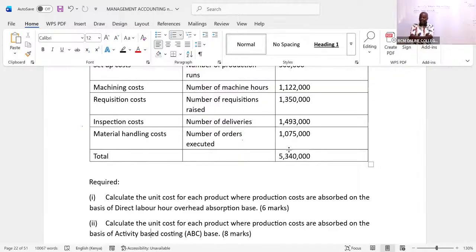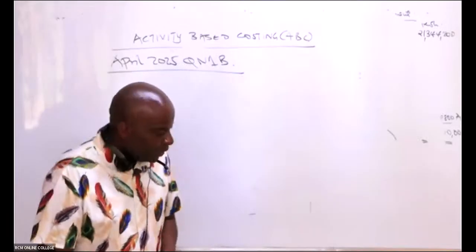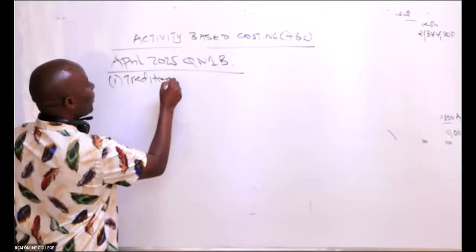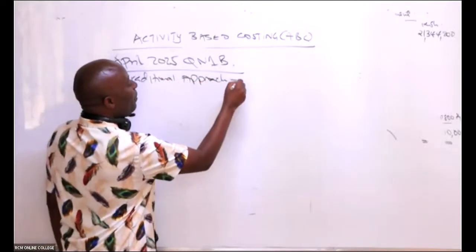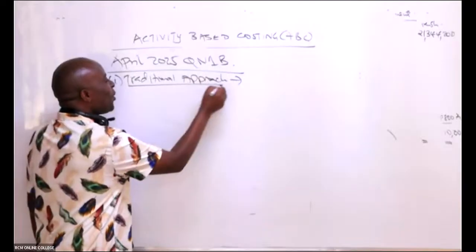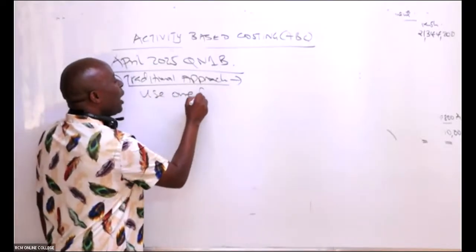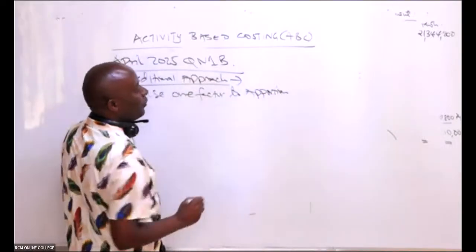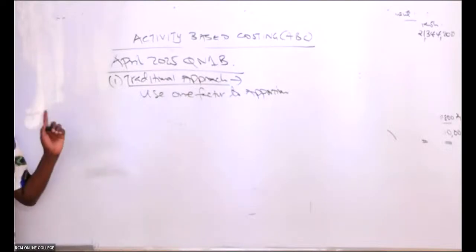They want me to calculate these costs for each of these products by, first of all, apportioning the entire overhead of 5,340,000 using one cost driver, one factor. So number 1, it is a traditional approach. Why am I saying it's a traditional approach? Because they have asked us to use one factor to apportion.